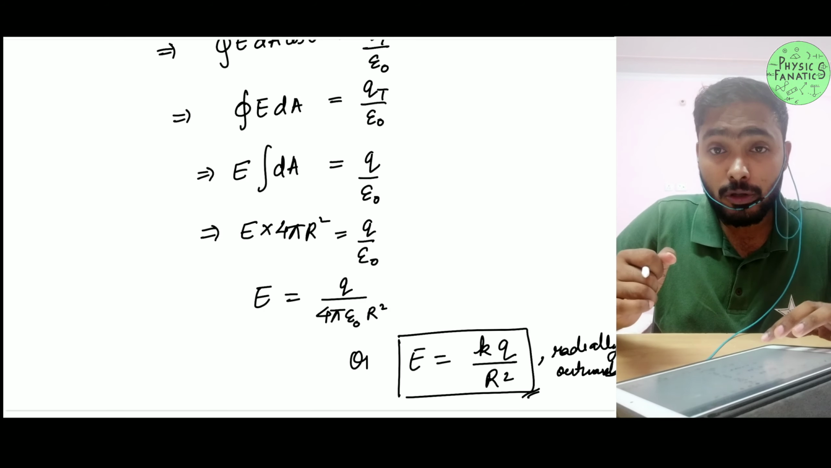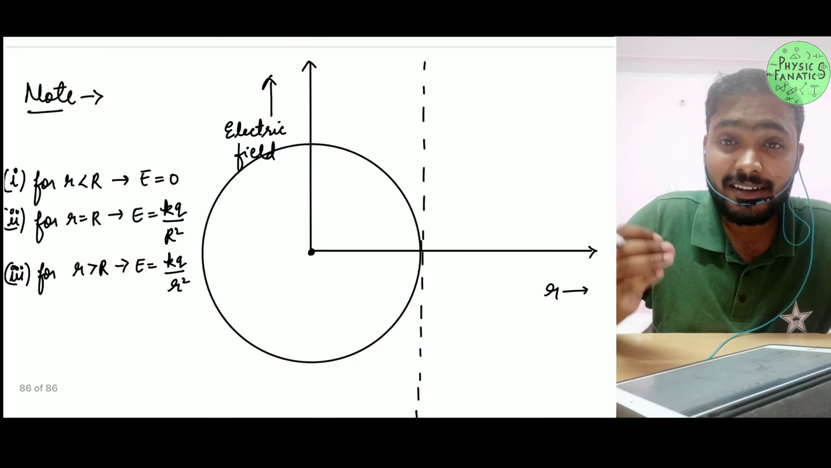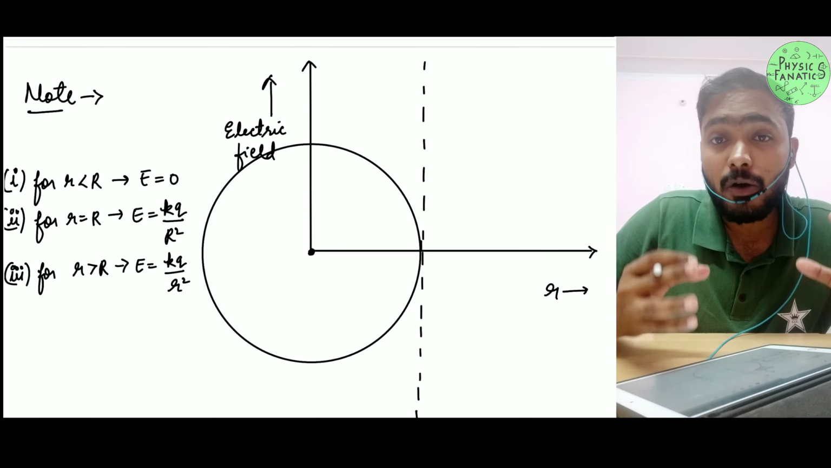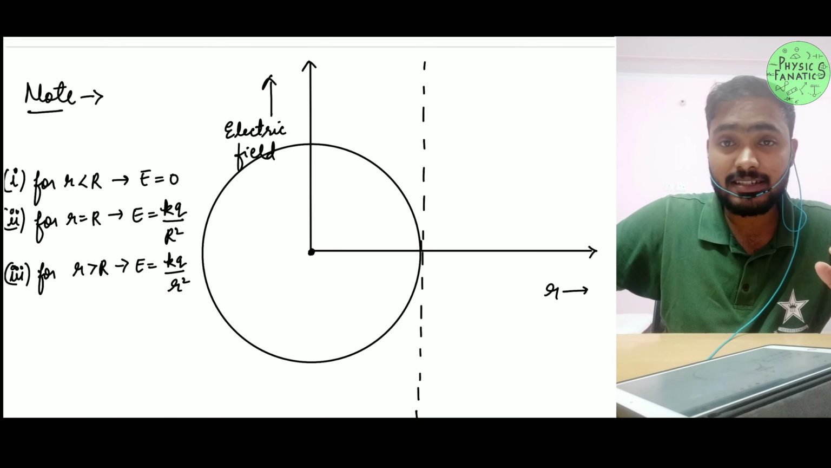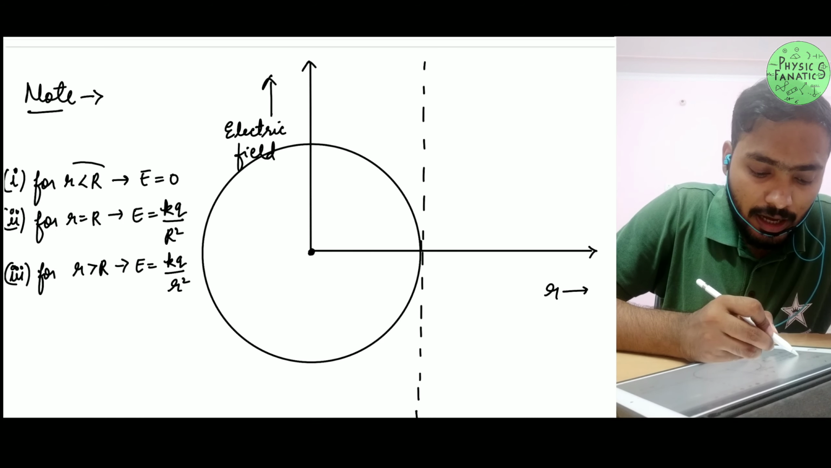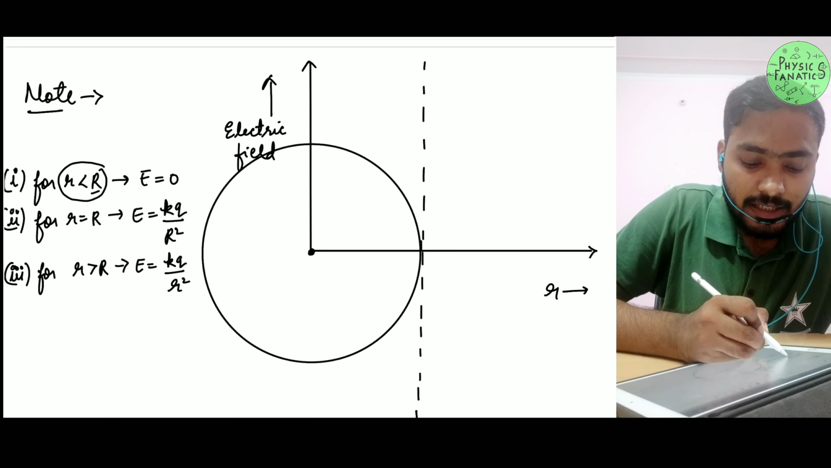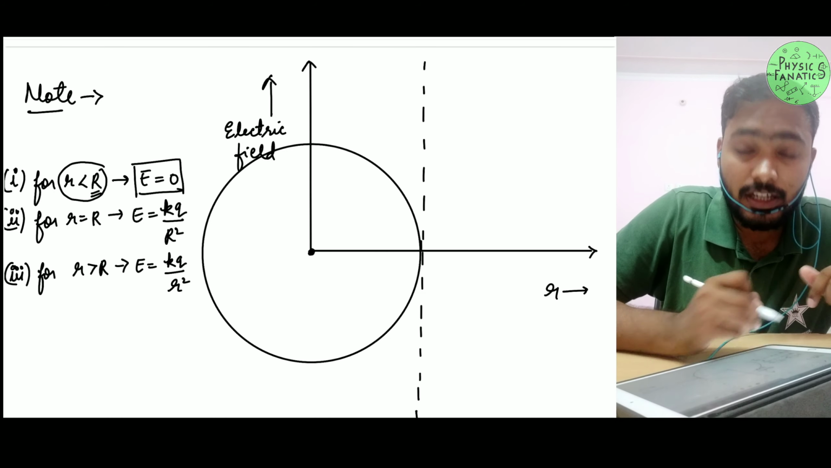So based upon all these three results, I can actually make a graph which tells you how, as the radius is changing, as the distance is changing, the electric field is changing. You can see for r less than capital R, that means inside, the electric field comes out to be 0.